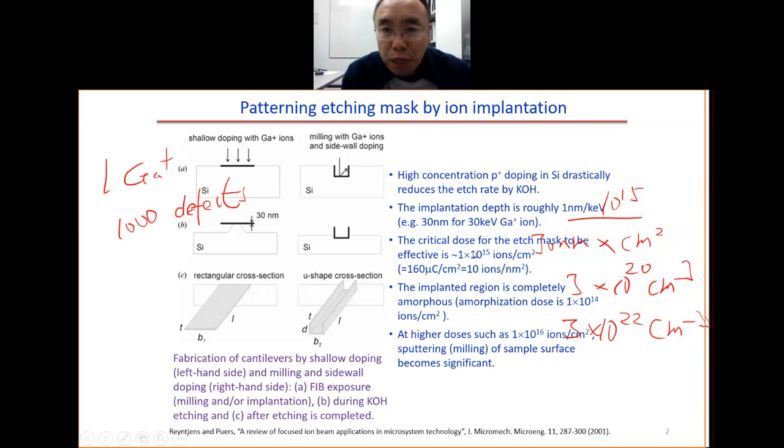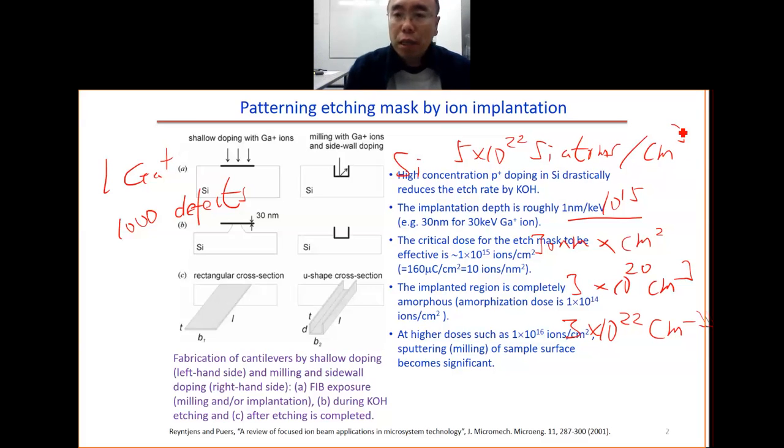Here we have 10 to the power 15, and this one is 10 to the power 14. You divide by 10 but multiply by 1,000, so now you get 10 to the power 22. But we know that for crystal silicon we have this number of silicon atoms per cubic centimeter. You can see this number is close to that number. That's why with this amount of ions, the material has already become amorphous.